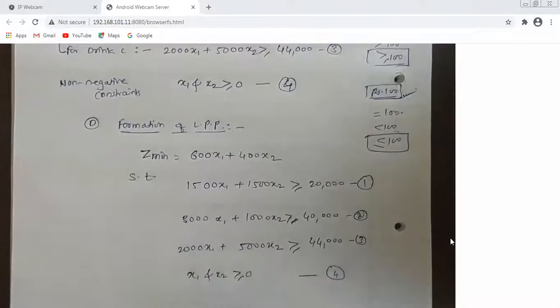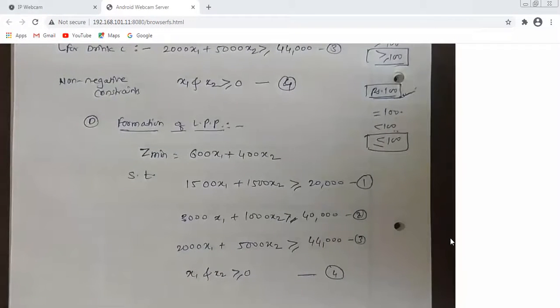Equation number 4. If in the numerical they have asked to form the LPP, then this will be your final answer. Listen carefully. If they have asked to only form the LPP, then this will be your final answer. And if they have asked to find the solution, or to find the minimum cost or maximum profit, then you have to go for the solution of LPP. Okay, so the first part is over here, that is formulation of LPP. Now we'll go for the second part, that is solution of LPP.